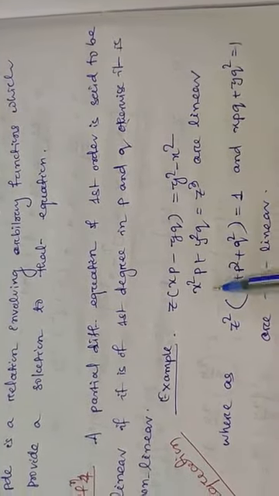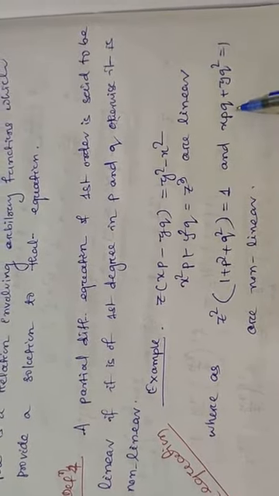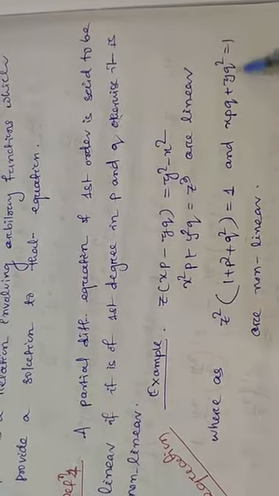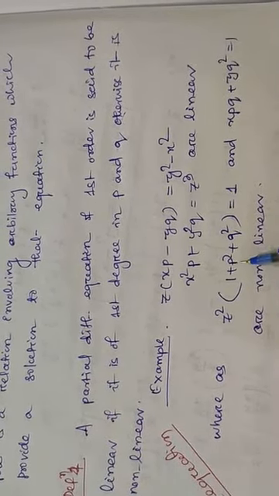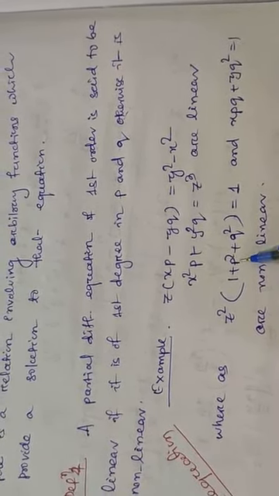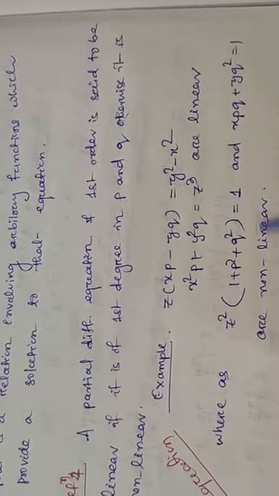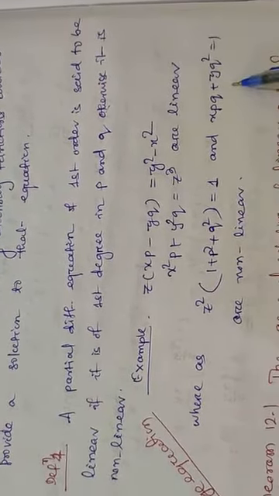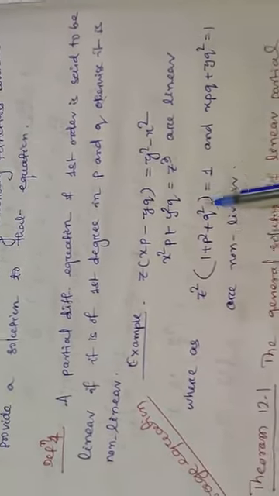Whereas z square into (1 plus p square plus q square) is equal to 1, or xpq plus yq square is equal to 1. Look at these two examples. Here p square and q square: p dot p, there is a product of the first partial derivative. Q dot q, so here p and q are multiplied, here q and q are multiplied. So these are examples of non-linear PDE. So we will discuss in this chapter the linear first order PDE.